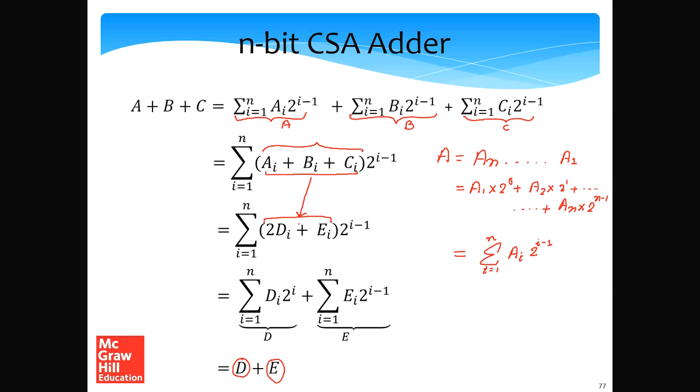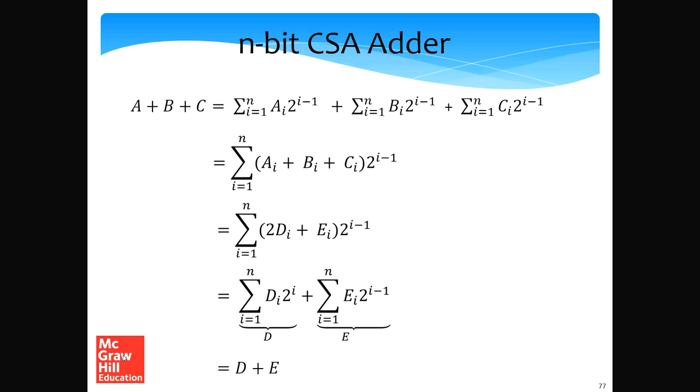Since we have seen this in the previous slide, slide number 76, I'm not repeating it. Once we have done this, we can break up this expression again. We'll have two terms: the sum for I equal to 1 to n of DI times 2 to the power I. This is one binary number, which we can treat as D, and this is one more number, which we can treat as E. So what we see here is that we have replaced A plus B plus C with two numbers D and E.